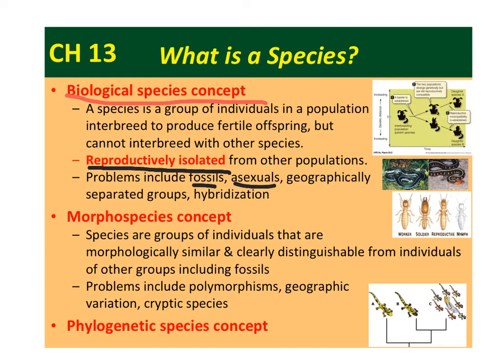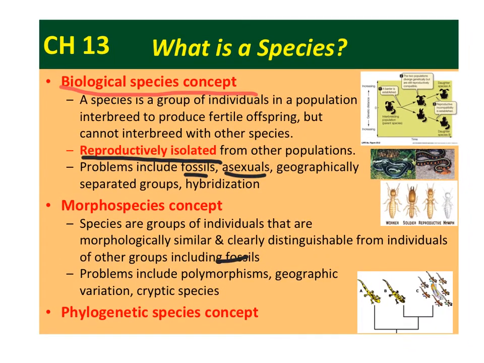So, there's another species concept, the morphospecies concept. Species are groups of individuals that are morphologically similar and clearly distinguishable from individuals in other groups, including fossils. Now, with fossils, this is about the only concept we have. We don't know whether they were reproductively isolated, nor can we actually get genes or DNA from them. Problems include polymorphisms, geographic variation, cryptic species. We'll look at those in a second. And then there's something called the phylogenetic species concept, which looks into the past in terms of common ancestry and all that.